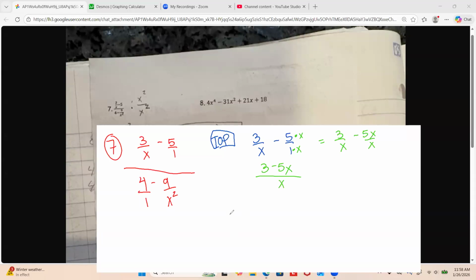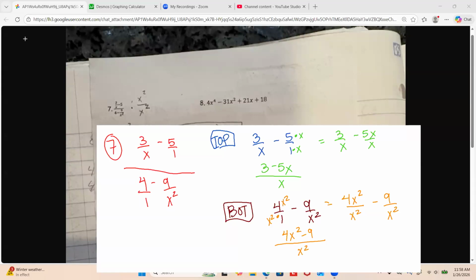Okay, let's now look at the bottom. So that's going to be 4 minus 9 over x squared. Let's get a common denominator. So on the left, we're going to times by x squared. And that will give us 4x squared over x squared, minus 9 over x squared. Yay, common denominator. We can make that into a big fraction: 4x squared minus 9 over x squared. And that's going to be the bottom.